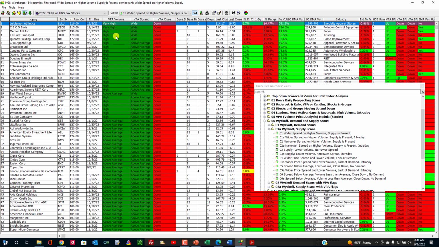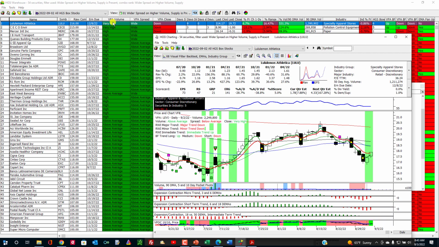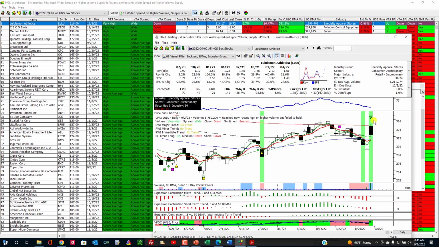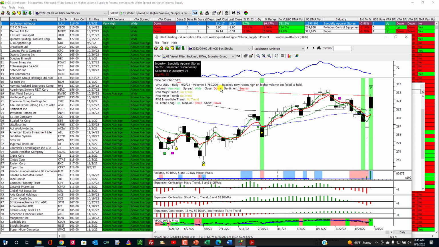Now look at this. There are 54 here out of the 694 that are showing supply. And what do we have here? We have very high volume, and the spread is wide, but the close is down. So these are all showing supply. Here's Lulu, and you can see it gapped up. Must have been earnings yesterday, but the way it closed, and there's a VPA flag here also. So it reached a new high, recent high and higher volume, but failed to hold. So it's a bearish signal.